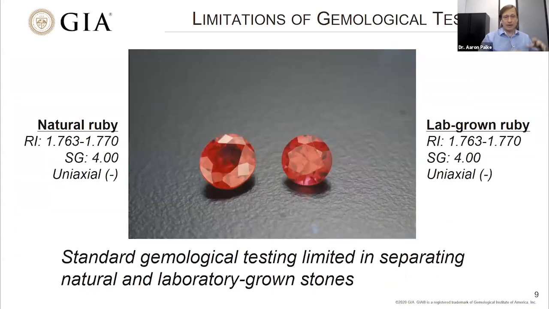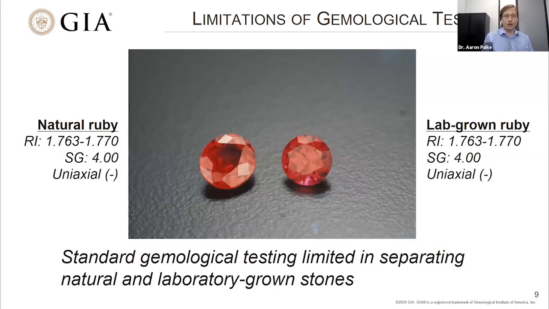And while I'm not going to spend too much time on these classical gemological techniques, because a lot of you probably know about these things already, I would say at this point, what are the limitations of gemological testing? Why did we have to progress past these gemological tests in order to get more information? And I would use this picture as an example.